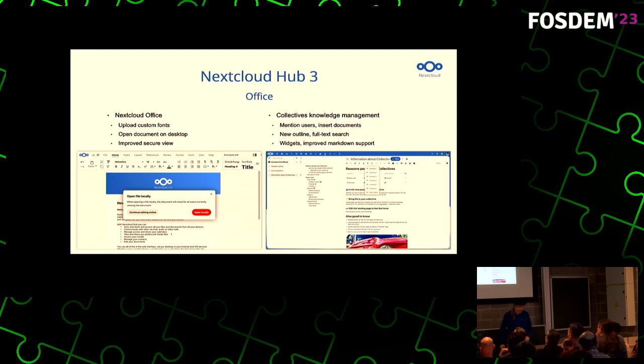Let's get to Office, as I have less than 10 minutes left. I know, it's terrible. So what did we do? Yeah, you can upload custom fonts. That's actually super helpful because half the documents that look bad in Collabora Online / Nextcloud Office look bad because of the fonts. It's very simple. In many cases, that's the problem with it. And well, you can now easily add your fonts in the UI.